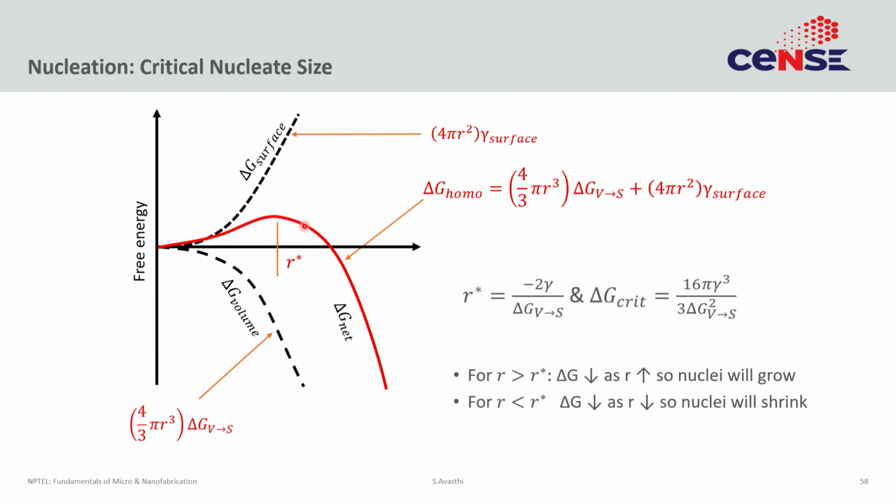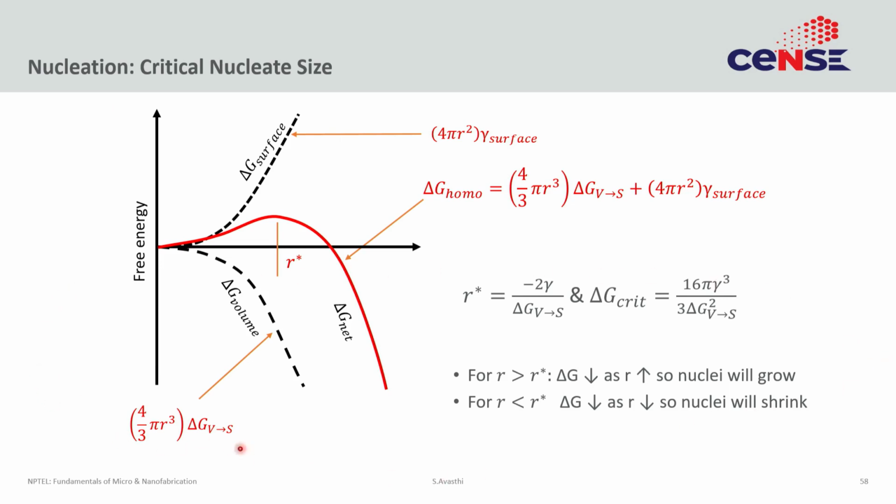If your nuclei is larger than r star, then your nuclei will grow. If your nuclei is smaller than r star, then your nuclei will become smaller, right? Because above r star there is a net gain in Gibbs free energy as you become bigger. Below r star there is a net increase in Gibbs free energy. So, that is what the general discussion of nucleation is.